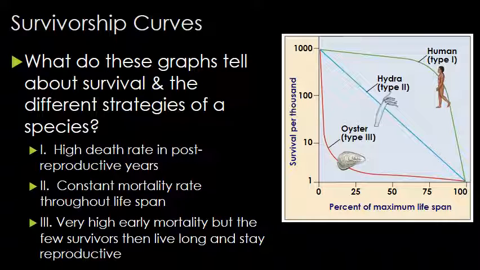A type 3 curve drops sharply at the start, reflecting a very high death rate for the young, but then flattens out as death rates decline for those few individuals that have survived to a certain critical age. Say an oyster may release millions of eggs, but most offspring die as larvae from predation or other causes. Those few that survive long enough to get that hard shell will probably survive for a long period of time. A type 2 curve overall is going to be more intermediate, and you'll see that as that slope. It's going to be that constant mortality. There's no difference between young and old.